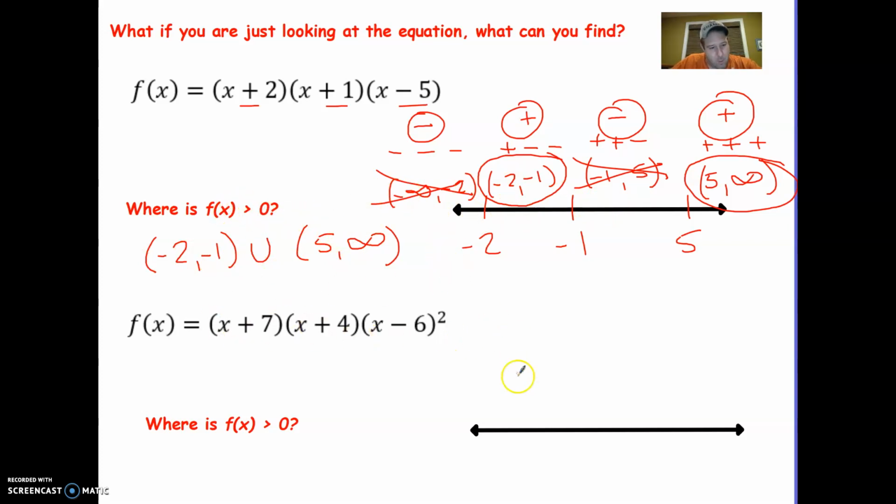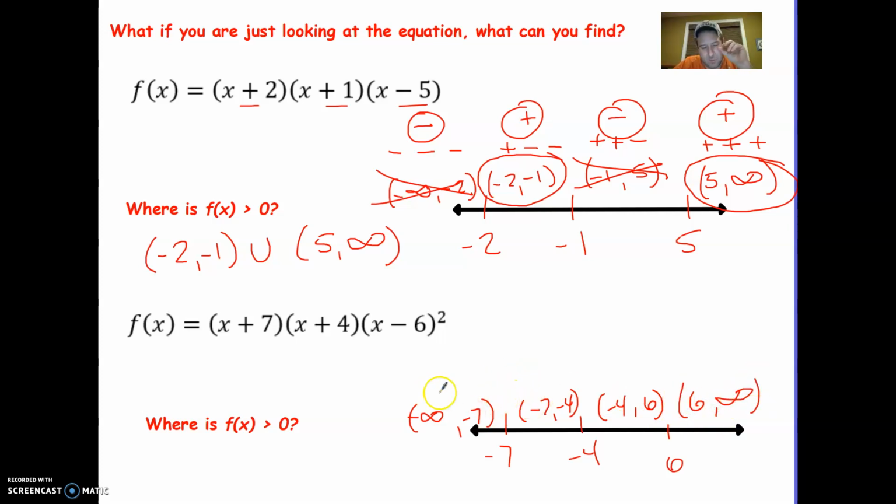All right, so one more of these, and I keep looking at the time. I know that's not a whole lot of time. So negative 7, we have negative 4, and we also have positive 6. So this is from negative infinity to negative 7. This is from negative 7 to negative 4. This is from negative 4 to 6. And this is from 6 to positive infinity.